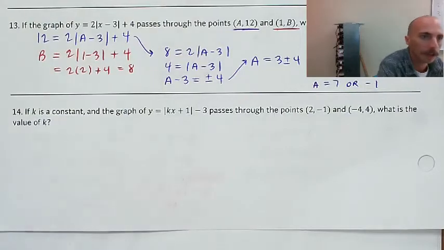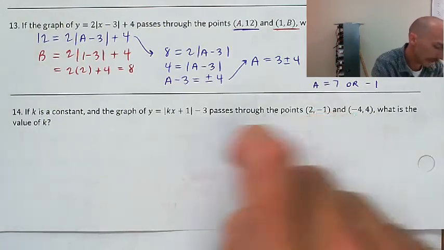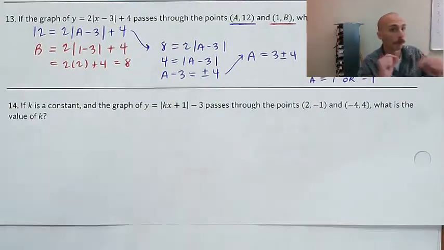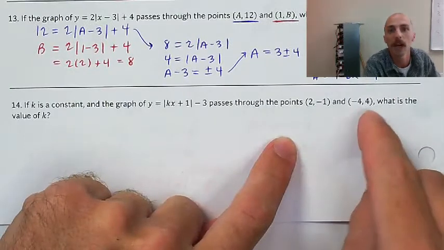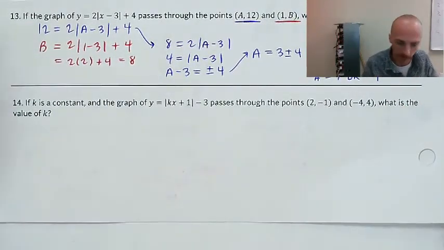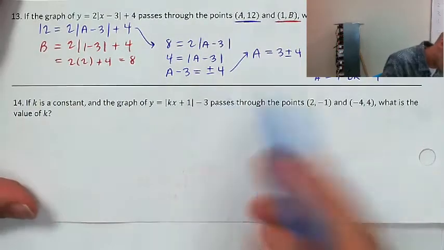All right, if k is a constant, y equals the absolute value of kx plus 1 minus 3, passes through these 2 points, what's the value of k? All right, I think what we're going to be able to do is plug in for x and y on these, using one of the points. We'll get k down to one of 2 different options, and we'll check it against the other point. That's my plan, at least at this point. Although, I'll be honest, I have not worked this problem yet. I don't know how it's going to go. So, all right.